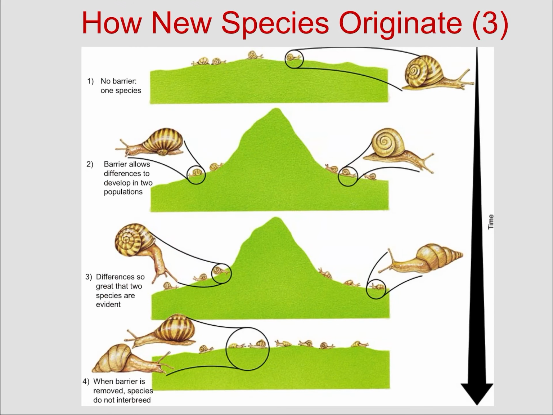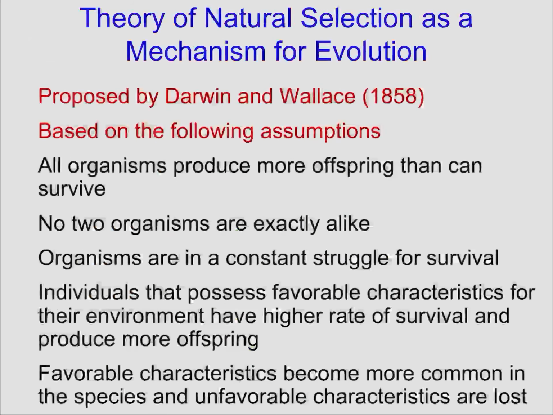And here's another example of a snail. So you have no barrier, one species. A barrier forms, separating them into two populations. The differences are so great that two species are now evident. So their shells look distinct. And when the barrier is removed, then they cannot interbreed.